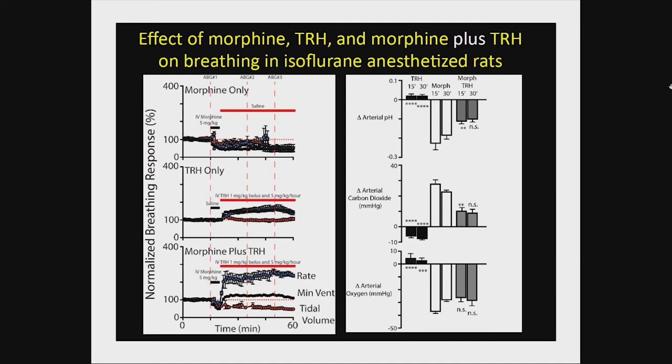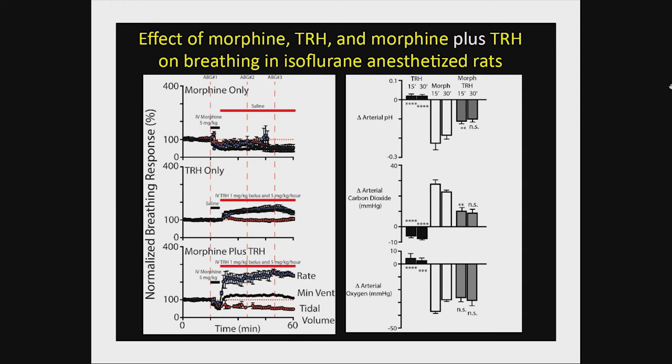So shown in this figure on the left is the normalized breathing response. This is the morphine-only treated rat, the TRH-only treated rat, and then the morphine plus TRH. And you can see with morphine treatment, there's about a 50% decrease in minute ventilation, which is the black bars. And then rate is the blue dots, and red is the tidal volume. But you can see here's that sort of irregular breathing that Dr. Dahan talked about. With TRH, there's a slight increase in minute ventilation in the TRH-only animal. And then in the morphine-treated animal, there's really a marked increase in their respiratory rate. They really take off breathing. But that's also accompanied by a decrease in their tidal volume, so it's a very rapid, shallow pattern of breathing, right?